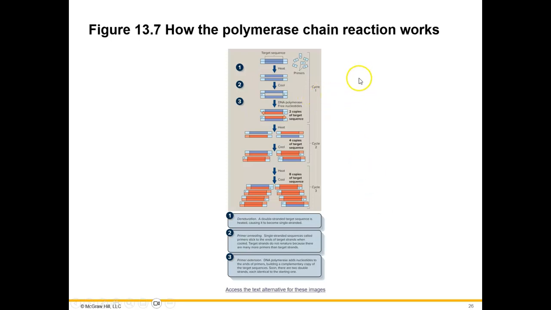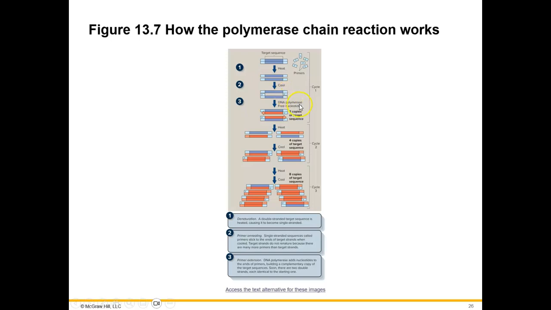Our first step is denaturation. That's where we're going to heat up our DNA strands so that they separate. Here you can see they're together. We heat them, they separate. Then we have to add primers, because if we are going to add DNA polymerase, it has to have a primer to know where to start. So we add our primers. That's going to tell DNA polymerase where to start adding nucleotides.